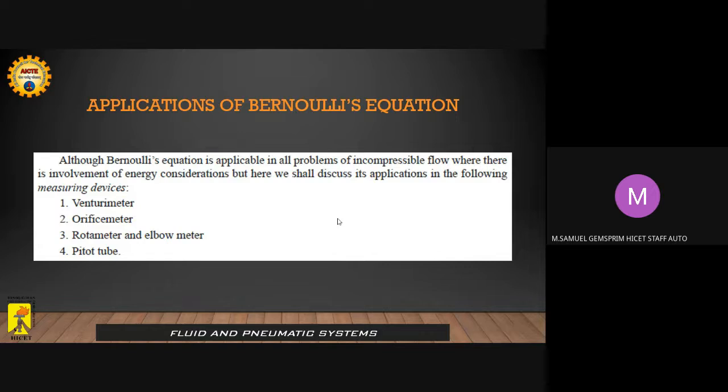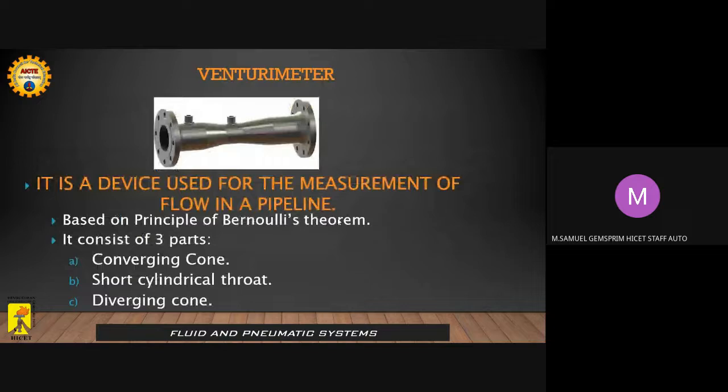Let me go to the first type of equipment, which is the venturimeter. The venturimeter looks like what is shown in the picture. It is a device used for measurement of flow in a pipeline, and it is based on Bernoulli's equation that we all know. As far as the construction is concerned, we have three different parts. One is the converging part or converging cone. Second is the short cylindrical throat. Third is the diverging cone. All three sections serve different purposes.